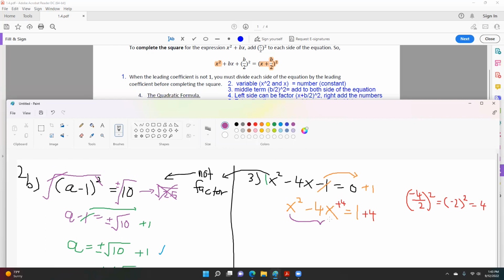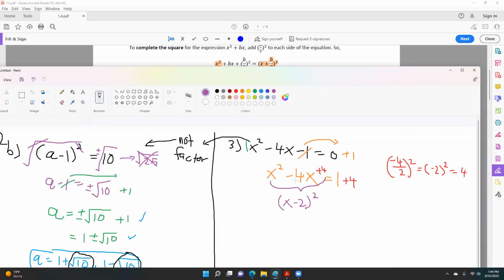So this, including the 4 that you add, can be factored. And this factor is actually a perfect square. We call this a perfect square factor, where if you factor this, this is going to be x minus 2 times x minus 2. Now, where do I get the -2 from? The -2 came from this. So when you divide -4 by 2, you get -2. That is where the -2 comes from.